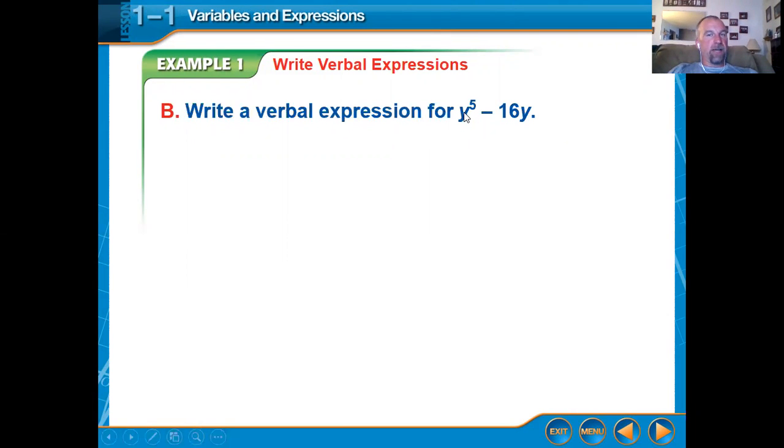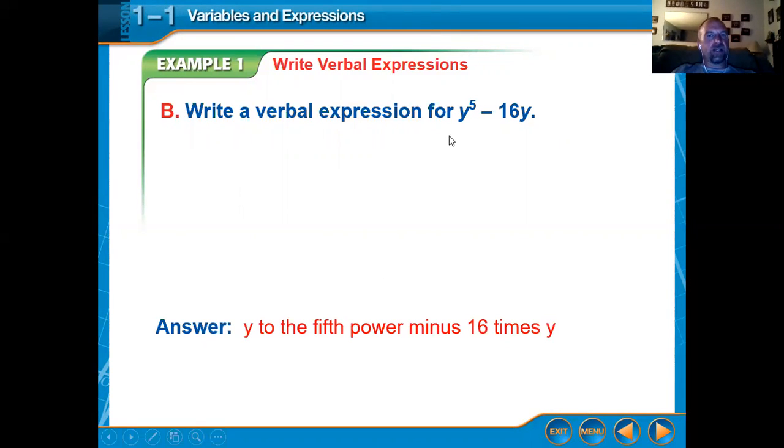This one, I have a power of this variable, and I have a subtraction, and I have a number multiplying a variable after that. So one of the possible ways, and there's not just one way to write this, there are multiple ways to write this, would be y to the 5th power minus 16 times y. Notice I said 16 times y. I didn't just say 16y. I'm not just reading it. I'm writing a verbal expression to represent it. So the 16 is multiplying the y. You have to identify the fact that it's multiplication by saying times. If you just say 16y, you're not identifying the operation that's in that problem.